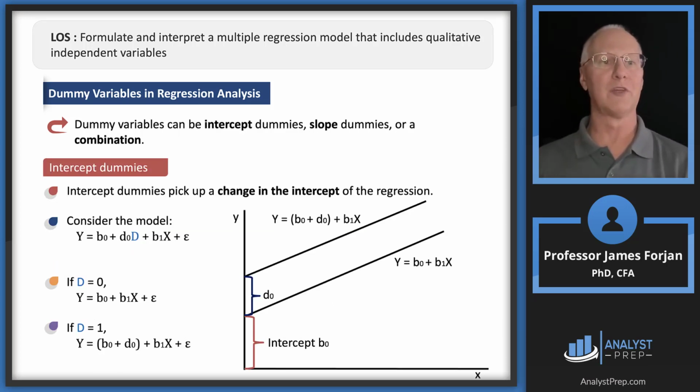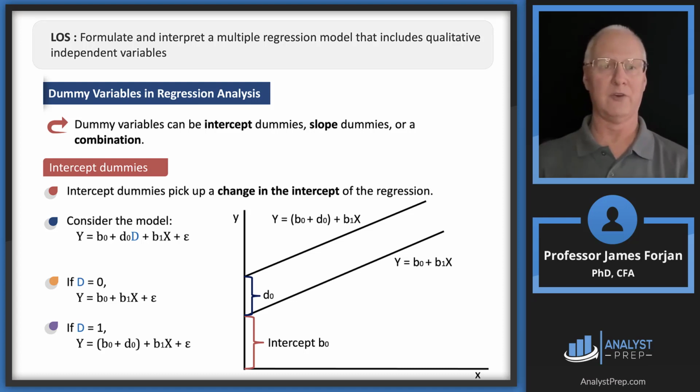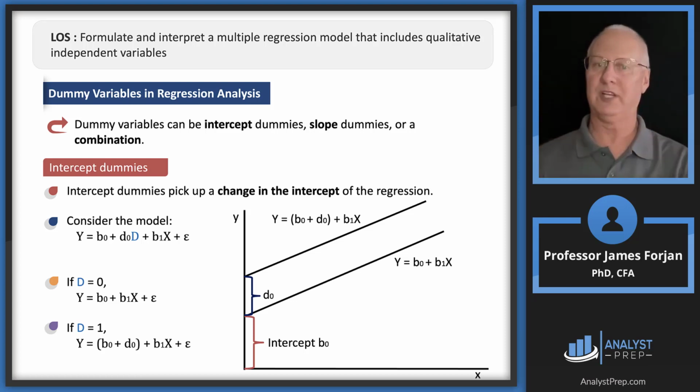All right, so there are 3 different kinds of dummy variables. There's an intercept dummy, and the best way to understand this is to take a look at the graph on the side. If you run a regular regression, you're going to get an intercept term, and that intercept can be above or below the origin. So we add an intercept dummy, in which case that's going to move the intercept either significantly up or significantly down.